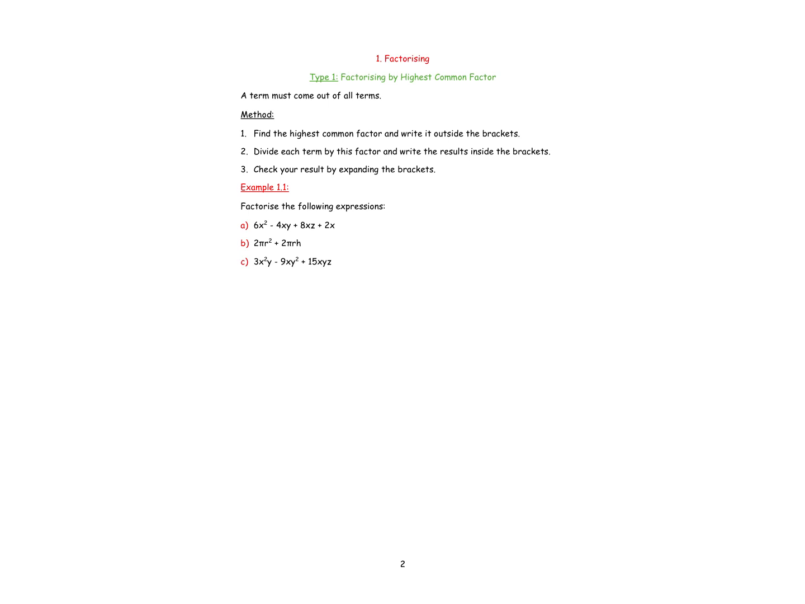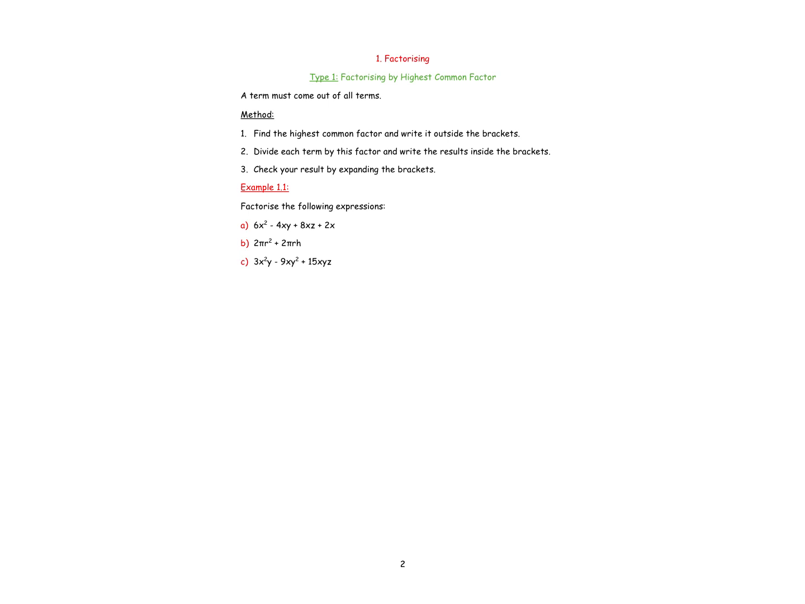I do have a method there, and the first step in the method is to find the highest common factor and write it outside the brackets. Then divide each term by this factor and write the results inside the brackets, and then you can check your result by expanding the bracket. And what you'll find is that when you expand the bracket, it will equal the expression that you would have had at the start.